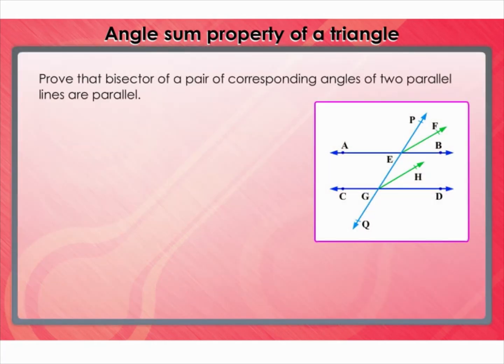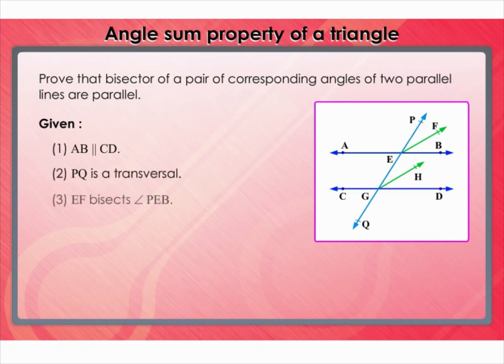Prove that bisectors of a pair of corresponding angles of two parallel lines are parallel. Given: 1. AB parallel to CD. 2. PQ is a transversal. 3. EF bisects angle PEB. 4. GH bisects angle EGD. To prove, EF parallel to GH.